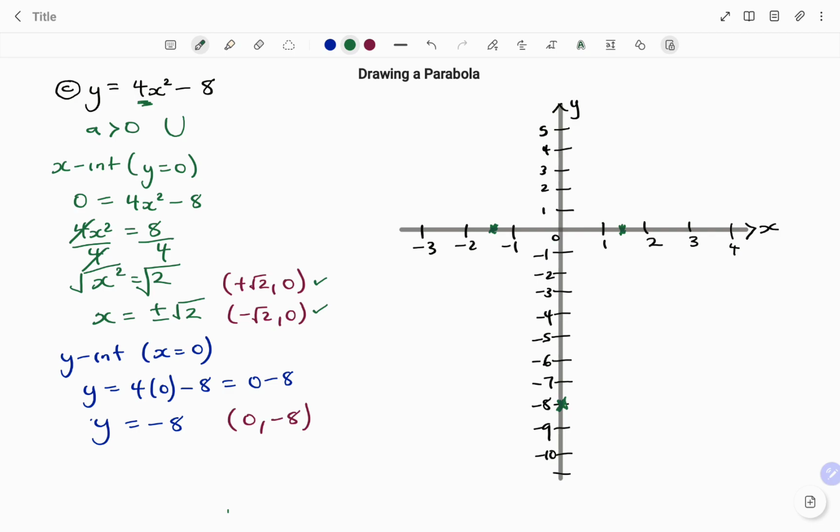To plot the graph, we have a graph as shown. I'm putting in all our coordinates. We have 0, minus 8. We have our turning point. We have our x-intercept. We have negative, I'm going to correct that. We have negative root 2, 0. And the last point will be positive root 2, 0.